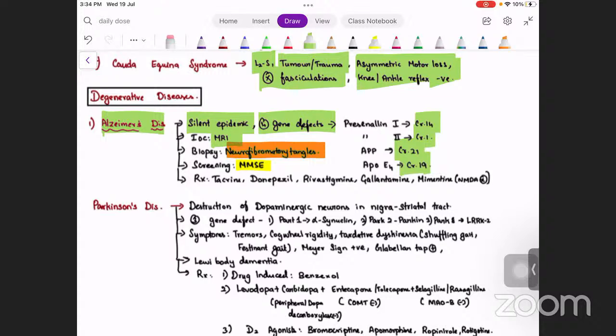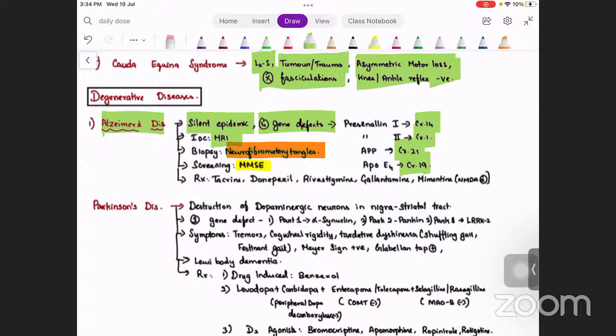So investigation of choice, MRI. Screening, mini mental status examination. Biopsy, you may see the neurofibrillary tangles. And it is a silent epidemic, and four gene defects: Presenilin 1, 2, APP, ApoE4. Presenilin 1 is seen in chromosome 14, while Presenilin 2 gene defect is seen in chromosome 1, and APP gene is seen in chromosome 21, and ApoE4 is seen in chromosome 19.